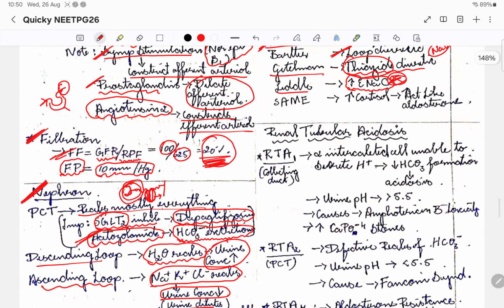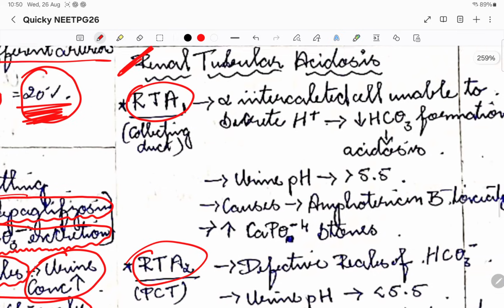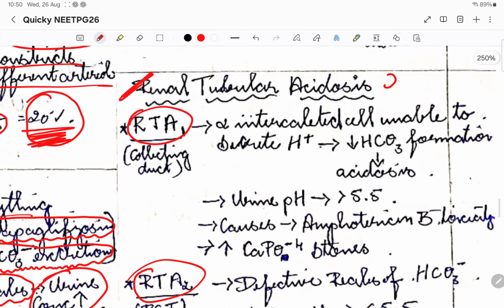The other pathology with respect to nephrons is RTA, that is renal tubular acidosis. There are three types of renal tubular acidosis: RTA1, RTA2 and RTA4, not 3. Again we'll come back to the nephron: the PCT, loop of Henle, DCT, then the intercalated cells of the collecting tube. I told you there are three types of cells: the P cells, the alpha intercalated and beta intercalated cells.